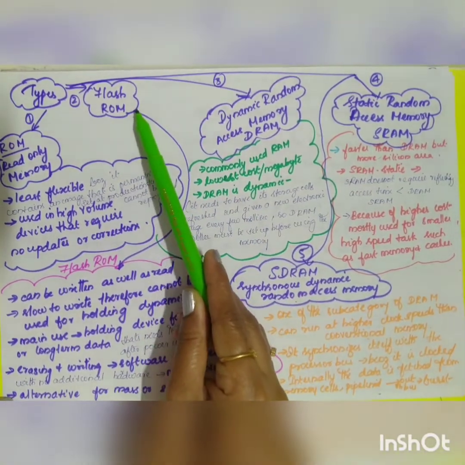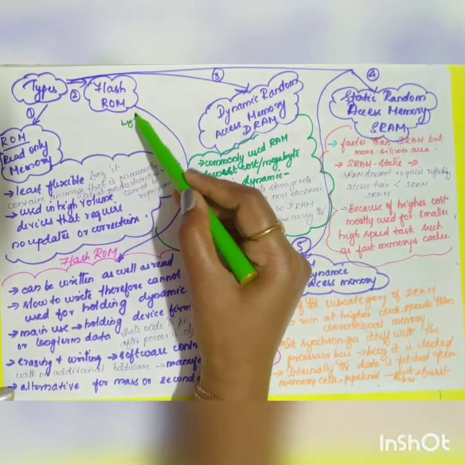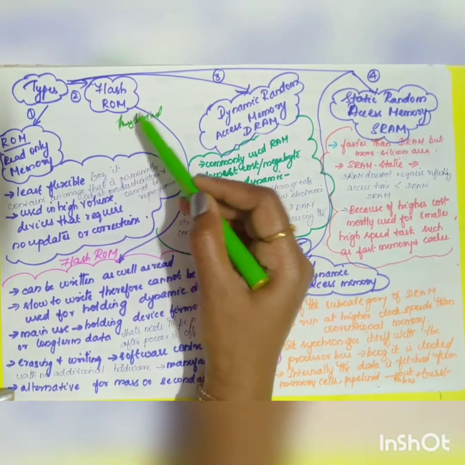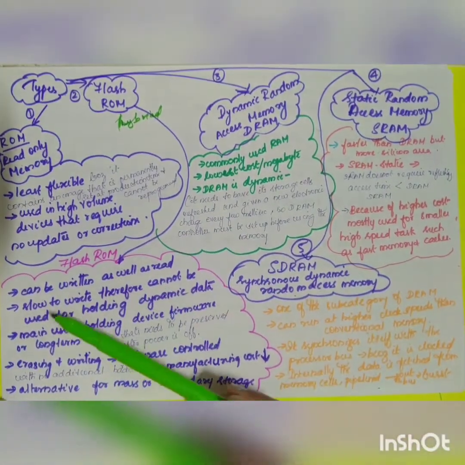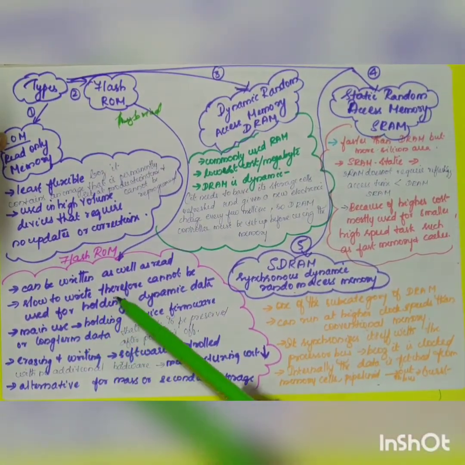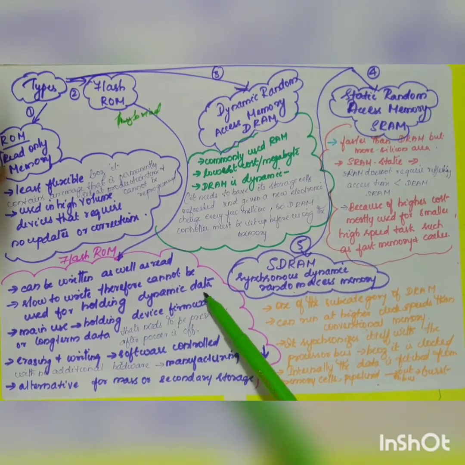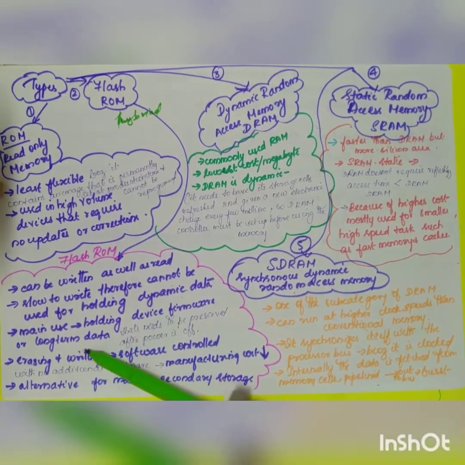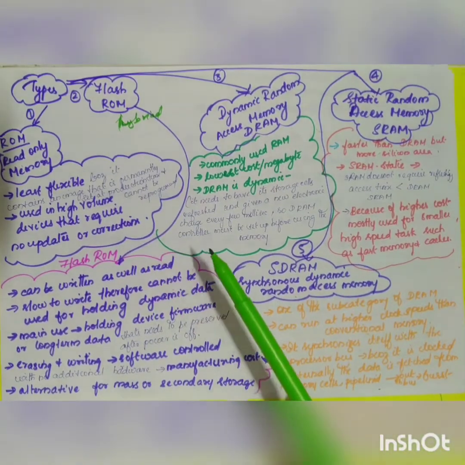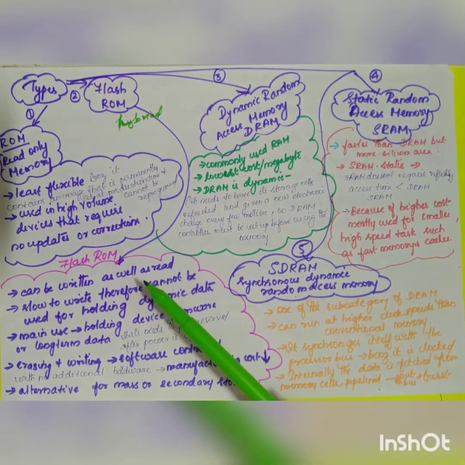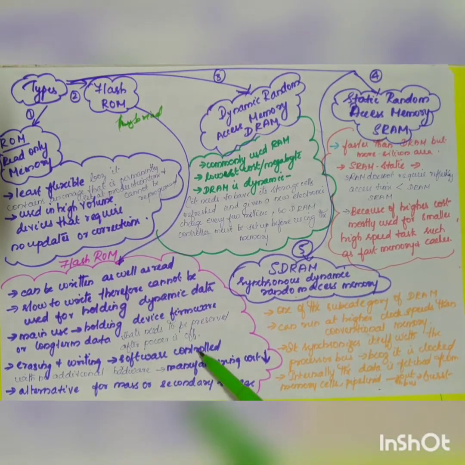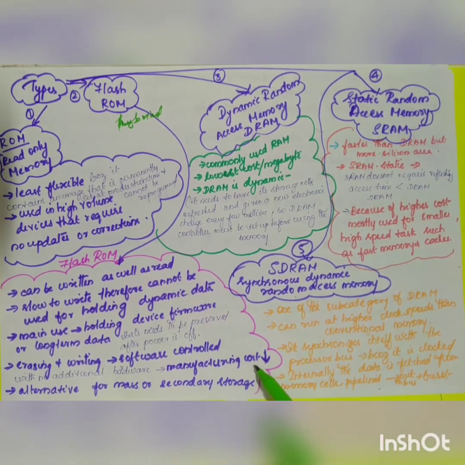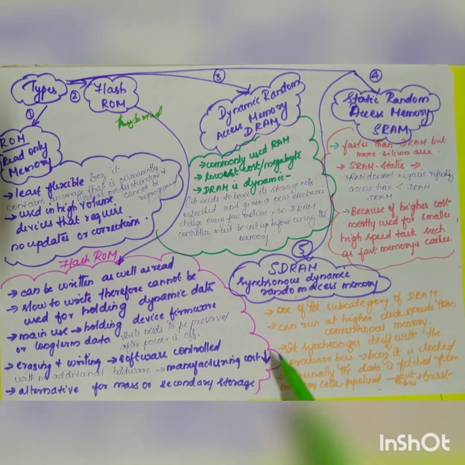Second one is your flash ROM. Flash ROM is nothing but a hybrid, okay? Both read and write, both RAM and ROM functions. So it can be written as well as read. It is slow to write, therefore cannot be used for holding dynamic data. The main use is for holding device firmware or long-term data that needs to be preserved after the power is off. So erasing and writing are both software controlled, with no additional hardware. So that's why the manufacturing cost is very, very less. Sometimes it is used as an alternative for mass or secondary storage.